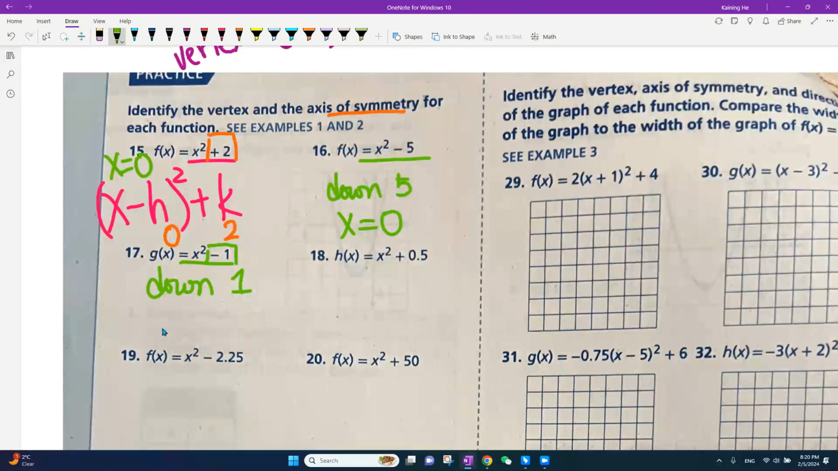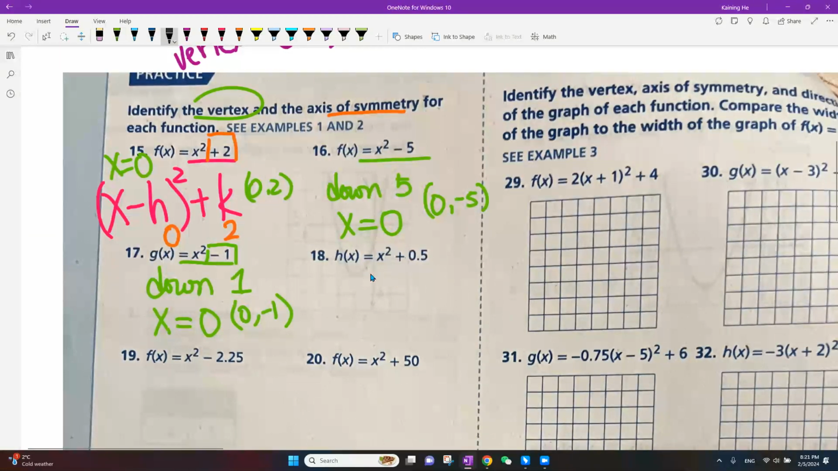So based on that, what is going to be my axis of symmetry? Your axis of symmetry is going to be 0. Perfect. So based on that, look at this. Don't forget we're identifying the vertex. So I have a 0, comma, negative 5, just like what you said, because we go down. Here just now we have 0, comma 2, just like we had. And this one is going to be 0, comma, negative 1, since we go down. Okay, next one.